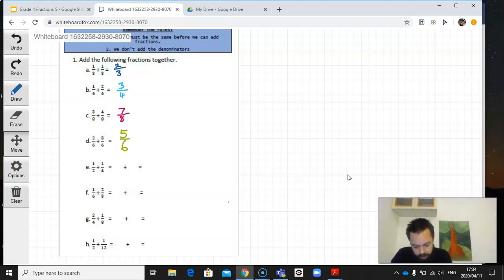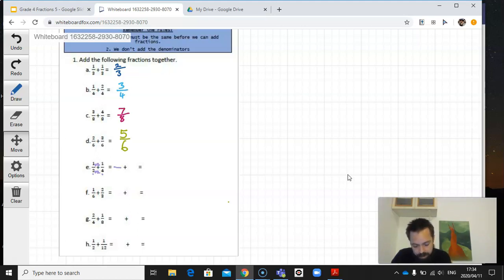E, so I've got a 2 and a 4. I need to make my denominators the same before I do anything. I notice that I can do something to the 2 to get it to be a 4. I can times it by 2. I do the same to the top. It's a little bit small, I hope you can see it says times by 2.